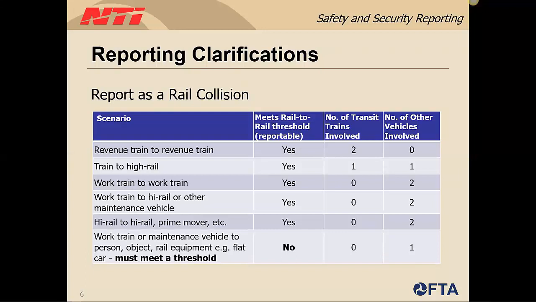Now, in the last row of the table, you'll see that when a work train or maintenance vehicle collides with a person or an object, or collides with rail equipment, such as an unattached flat car, that event still is reported as a rail collision, but a threshold such as an injury or property damage would have to be met in order for it to be reportable.